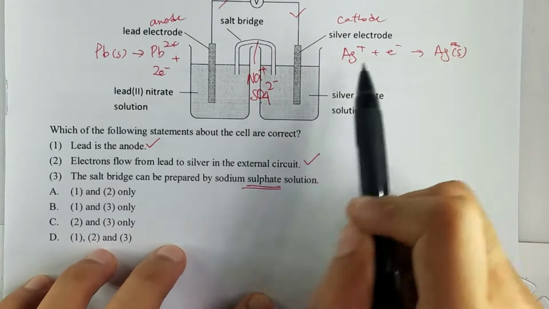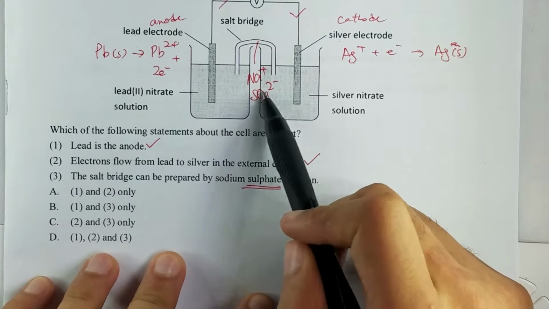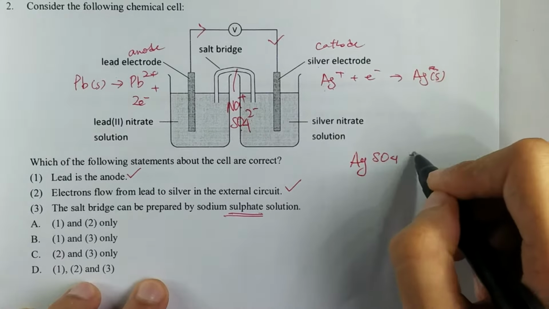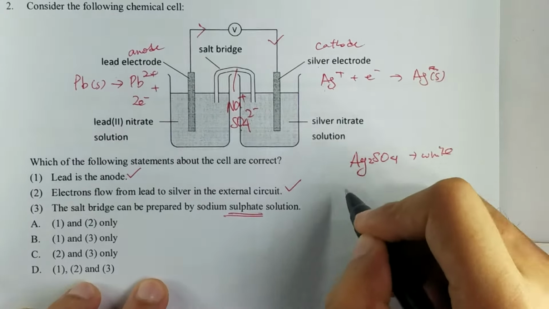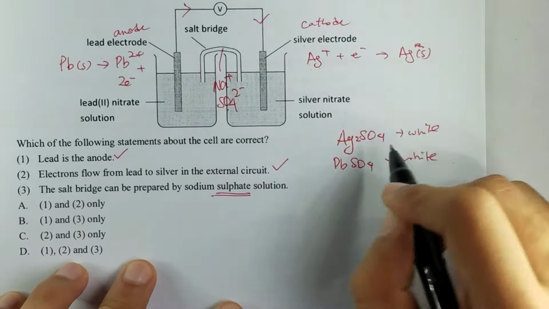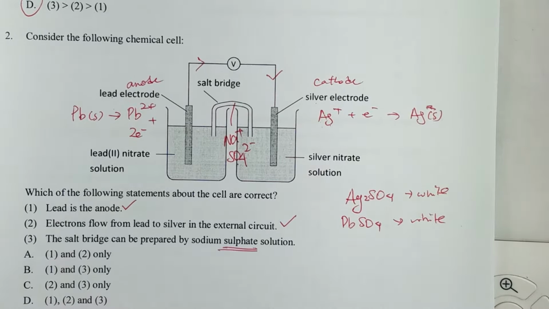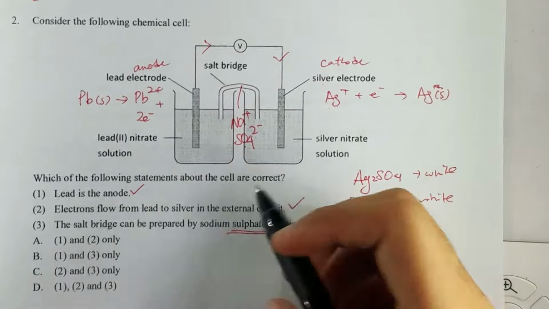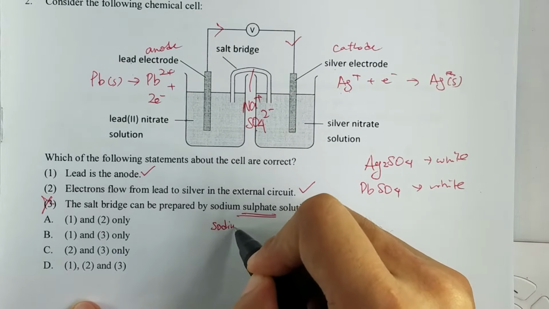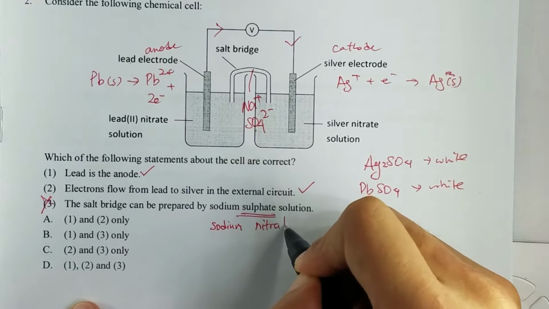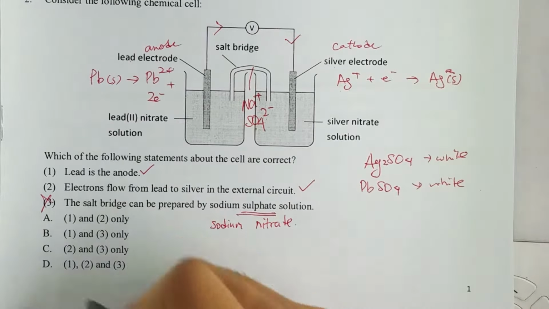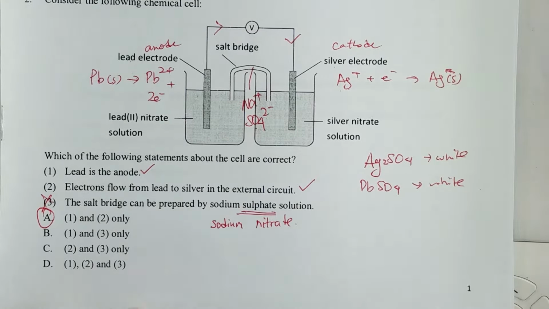Sulfate will react with silver. Does it have a precipitate? Yes. Silver sulfate will give a white precipitate, as well as PbSO4, the classic, which also gives a white precipitate. So this chemical cell will just function for only 1 minute. Therefore 3 will be wrong. Instead of using sodium sulfate, the best option will be using sodium nitrate. Nitrates tend to not form any precipitation with any cations. So in this case, the answer will be A.